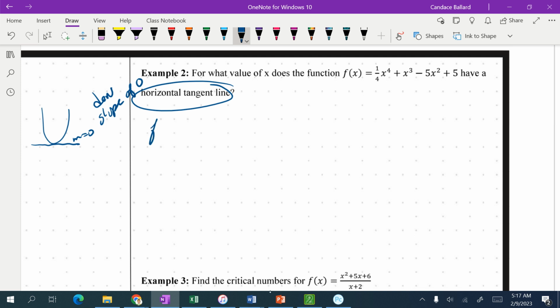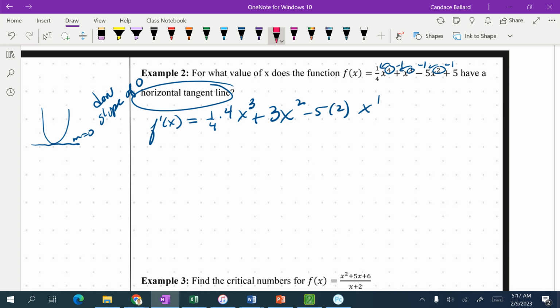So I'm going to start by taking my derivative of f of x, because that's the calculus that I need to do. So I'm going to take this 4 and bring it out front. So I've got 1/4 times 4x. Subtract 1, I get 3. Bring the 3 out in front, so plus 3x. Subtract 1, I get 2. Take the 2, bring it out front, so minus 5 times 2x. Subtract 1, I get 1. And then the derivative of 5 is just going to be 0.